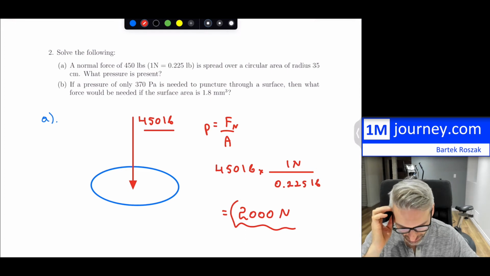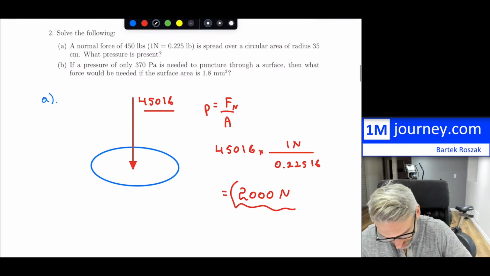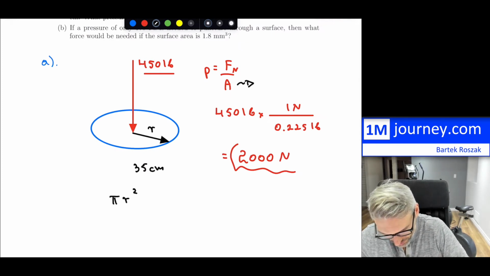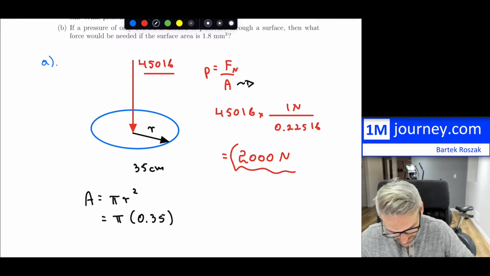And now we want to know what the pressure is, with the radius of this circle. So this radius r is 35 centimeters. Now, we want to know what the surface area is. So again, this is pi r squared, the area of a circle. So this is going to be pi, and we need this in metric standard units. We have to square that.